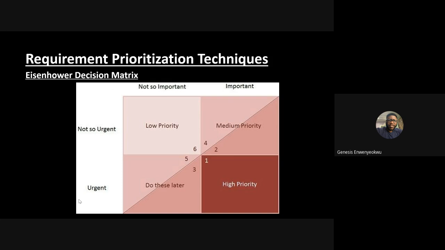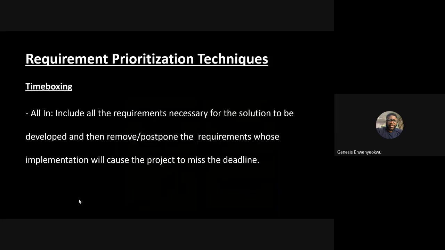So this is the way we prioritize requirements using the Eisenhower decision matrix. Is it very urgent and very important? If it is, we give it a very high priority, or we give it a 1. If it is not so urgent but it is very important, we give it a priority of 2, or sometimes a priority of 3, or we can give it a priority of medium. So that is how we use the Eisenhower decision matrix in prioritizing requirements.